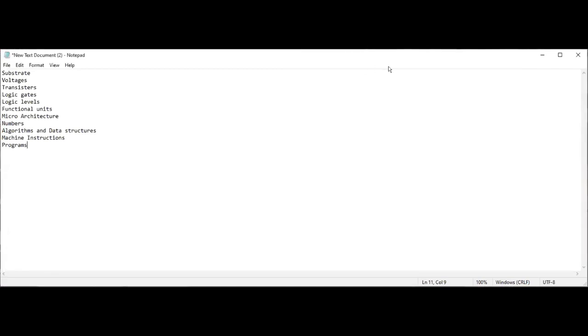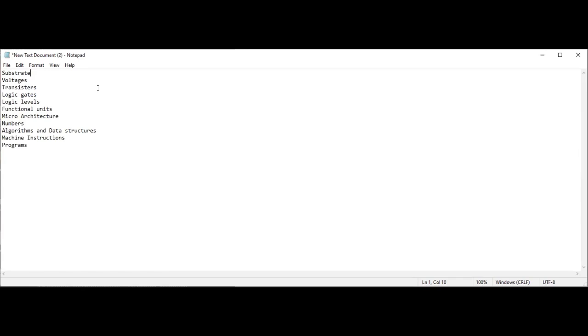So can you see my screen? Yes, Harita. Right. So you start with the substrate, voltages, transistors, logic gates, logic levels. You can see a pattern here. So functional units, microarchitecture. Architecture is built on functional units. Functional units are built using logic gates, and logic gates are built using transistors. So yeah, I can see a relationship forming throughout these things.